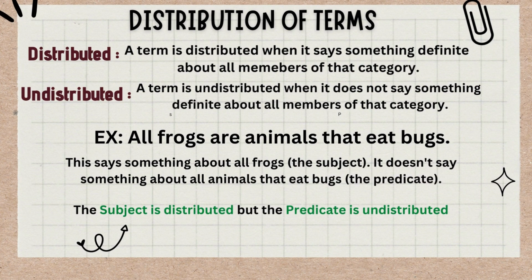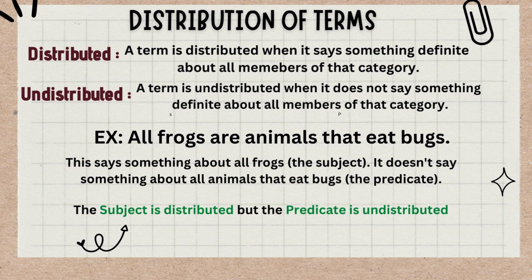In the distribution of terms, we have distributed and undistributed. Let's see what is meant by distributed. A term is said to be distributed when it says something definite about all members of that category. Whereas a term is said to be undistributed when it does not say something definite about all members of that category. To get a better understanding, let's look into an example.